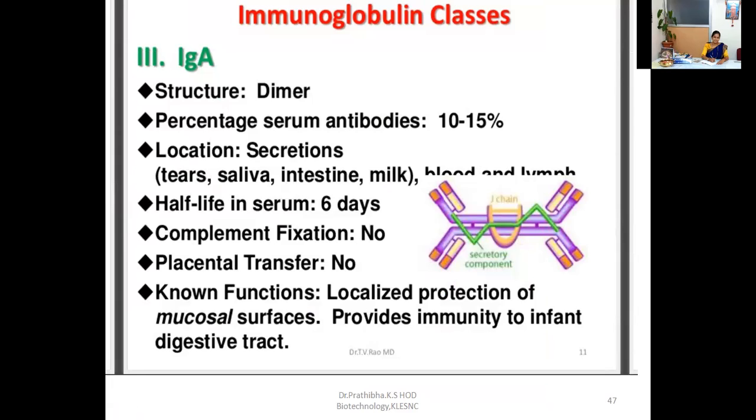Half-life in serum is 6 days. Complement fixation cannot be seen. Placental transfer cannot be seen. Known functions: localized protection of mucosal surfaces and immunity for the infant digestive tract. This IgA can also be recalled in passive immunity, because newborn babies are protected by breast milk, which is passive immunity to the newborn baby.